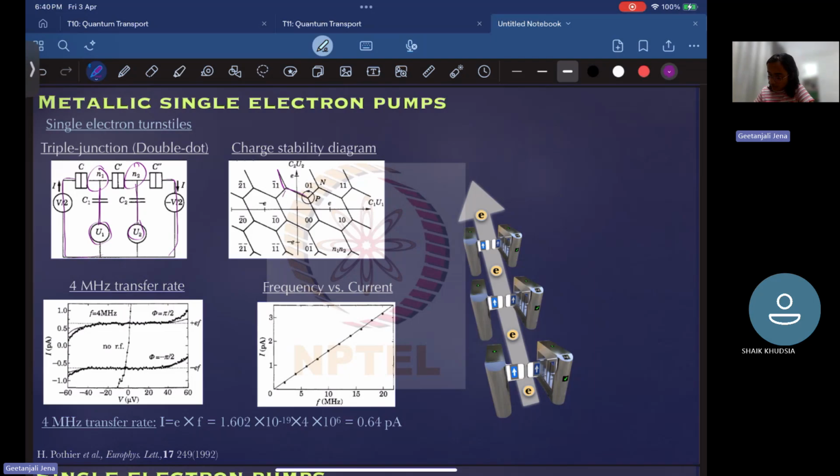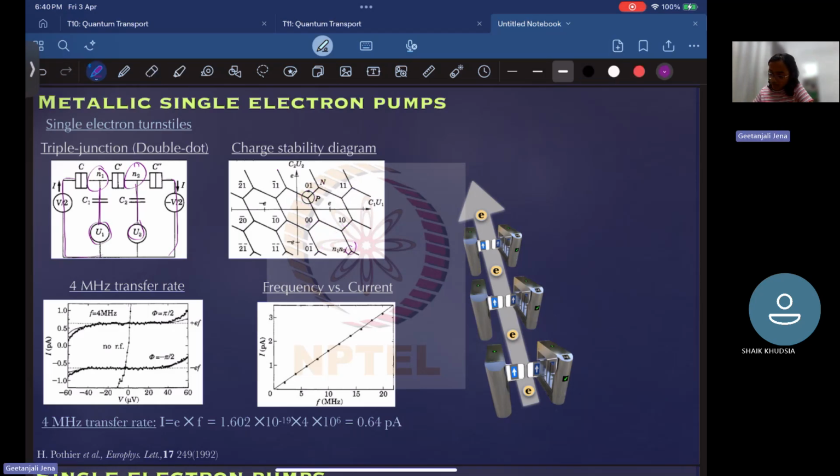If you look at this constant charge region, this is the region where current is zero. But if you look at this triple point, there is a triple degeneracy, and we can see the flow of current. Current is non-zero whenever we are in the triple point region. So what does this mean?